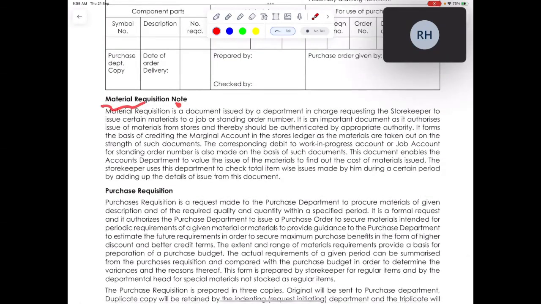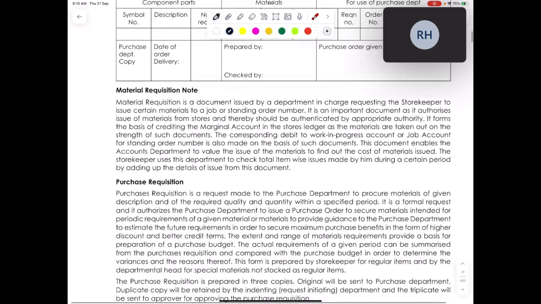The second important theory available in your study material is material requisition note, commonly known as MRN. There are three departments which are of utmost importance for this particular chapter. The first being the purchase department, the second being the store department, and the third being the production department.